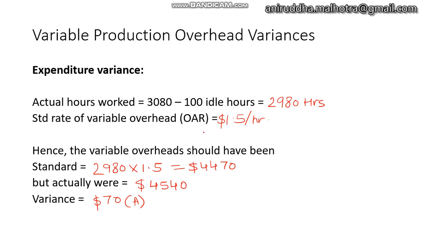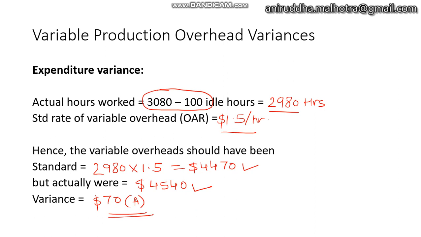Always remember, you need to know your overhead absorption rate per hour, know the actual hours worked, and how do you calculate the actual hours? Get rid of the idle hours from the total hours worked or total hours paid. Then the actual hours worked multiplied by the overhead absorption rate is what the cost should have been, but this is what it really was, and the actual cost was more by $70, hence $70 adverse. So this is your expenditure variance.